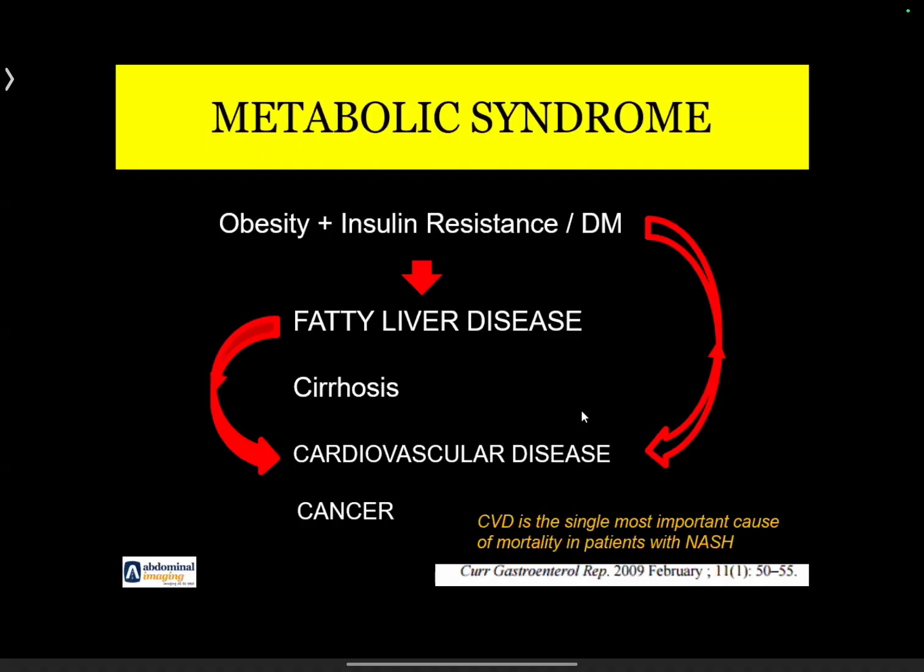So fatty liver is not the only problem. You have obesity, insulin resistance, diabetes, which leads to fatty liver, cirrhosis, and diabetes itself leads to cardiovascular disease, and then cancer. So what is interesting is that in fatty liver patients, the most common cause of death is not cirrhosis or HCC, but cardiovascular disease. So when you see a fatty liver and you intervene, you are preventing deaths from cardiovascular causes as well.